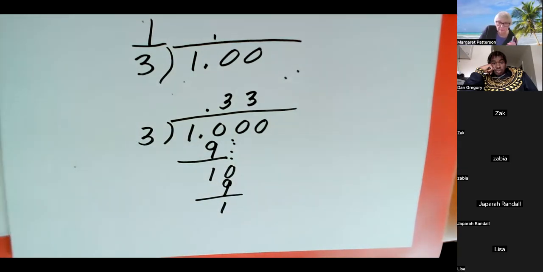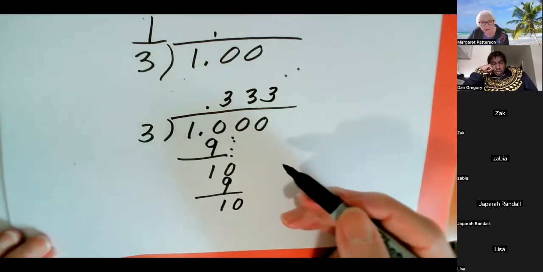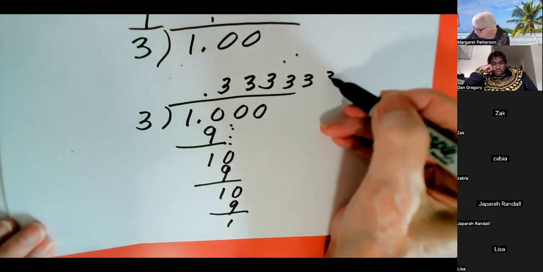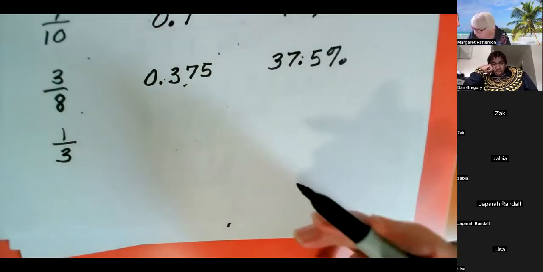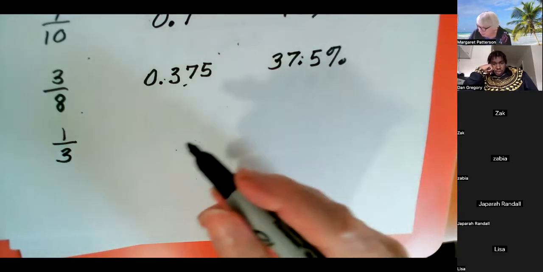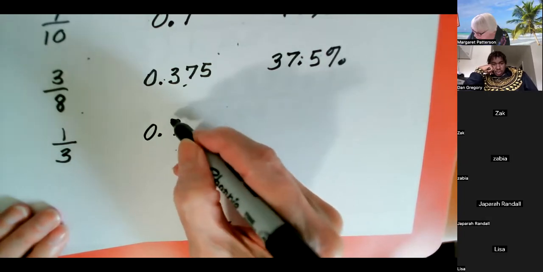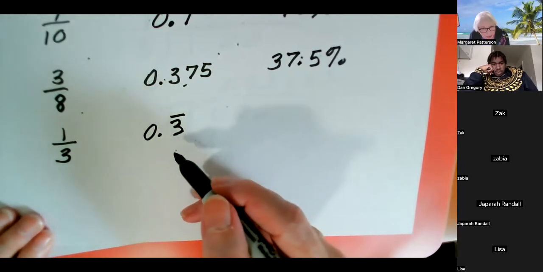Bring down the 0. 3 into 10 is 3. 3 times 3 is 9. Now what? Bring the 0 down. So bring another one down. Can you see the way this is going? Continue 3. It's going to keep going, isn't it? So typically, if you were forced to write this as a decimal, the 3 keeps repeating, which is not a good number to do computations with, is it? Nope.